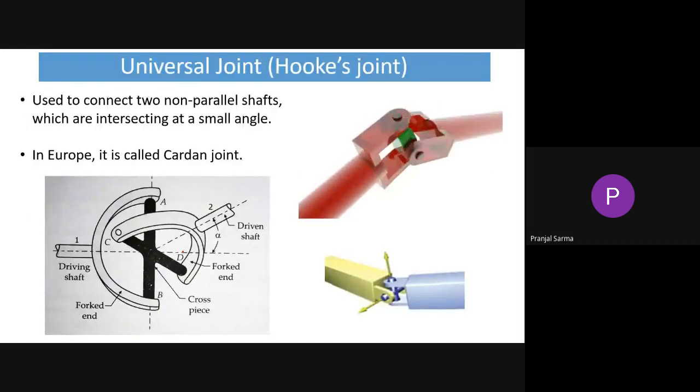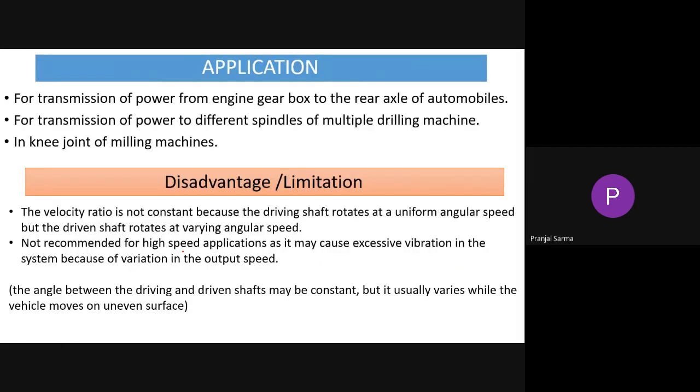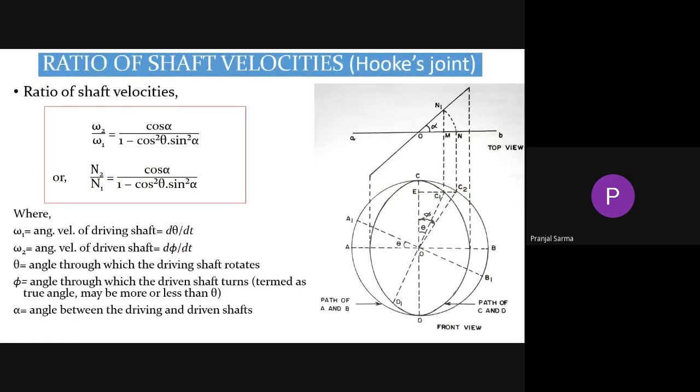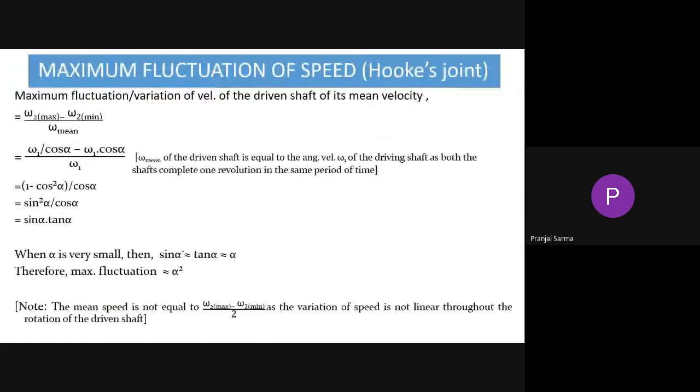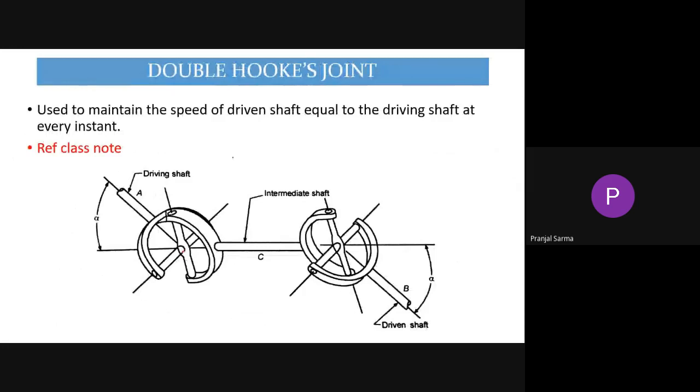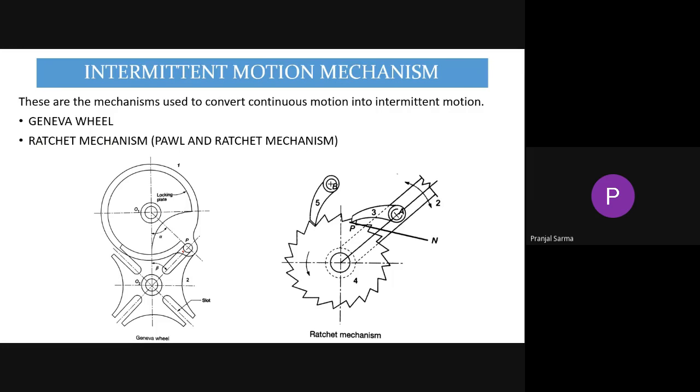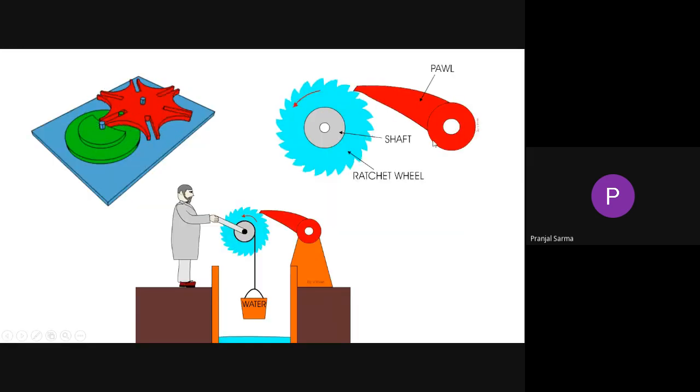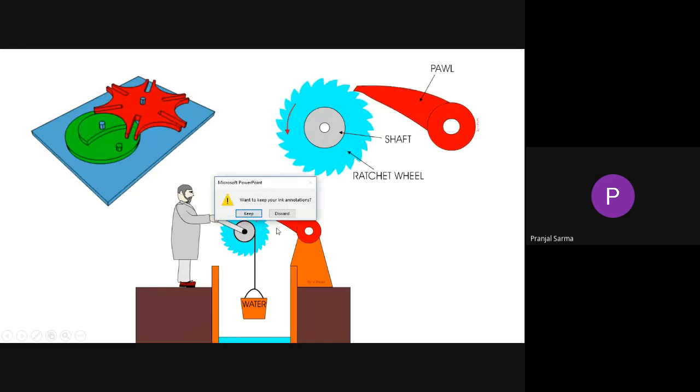So with this, we'll stop here for today. In the next class, we'll be discussing universal joints and their applications, also known as the Hooke's joint. We'll see different cases of it, and after that the double Hooke's joint. Let me know if you have any questions or doubts.